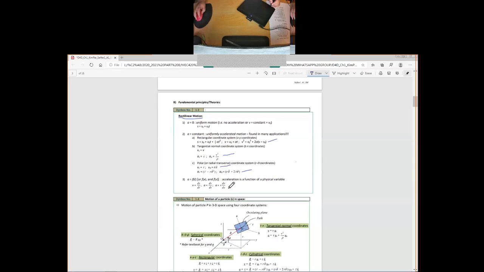Also, these are the cases where acceleration is a function of time. That means your acceleration becomes a variable. For example, F equals ma. I try to write it down here slowly. I think my tablet is not very smooth. It's quite hard for me to write down smoothly, but I will try.